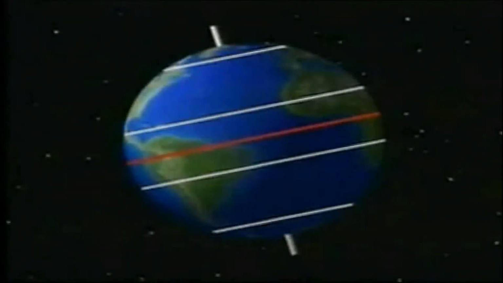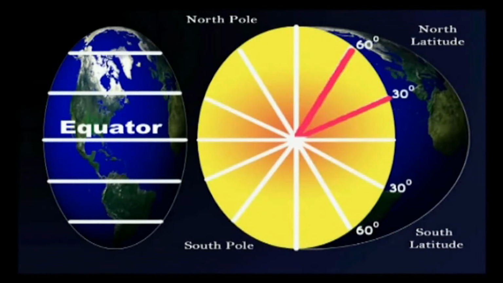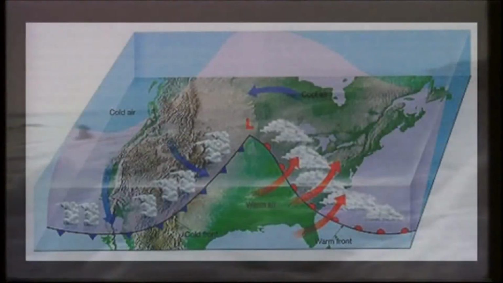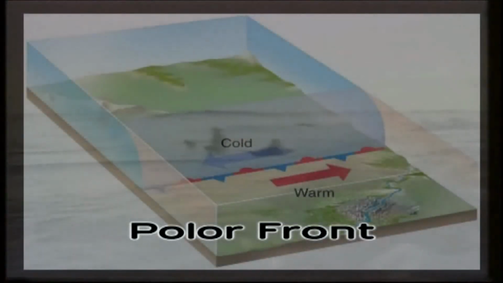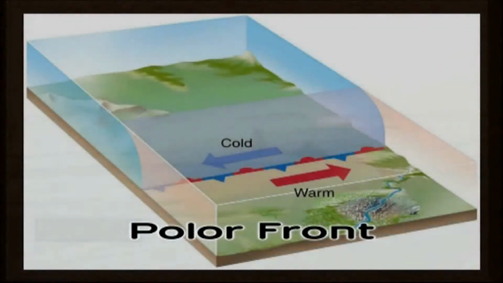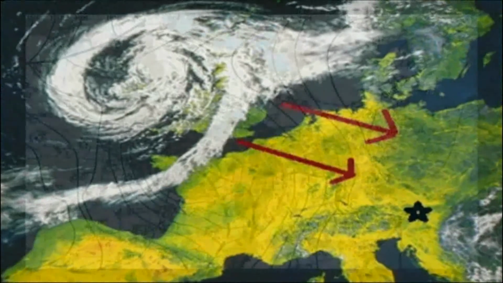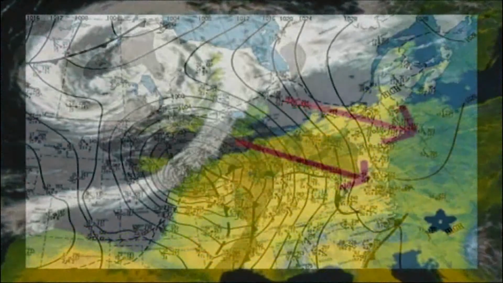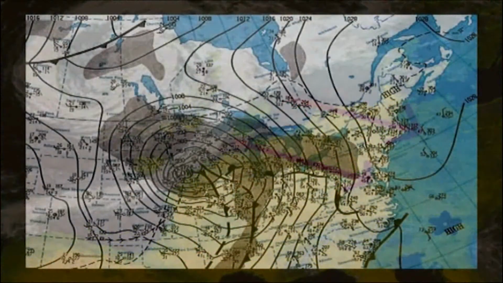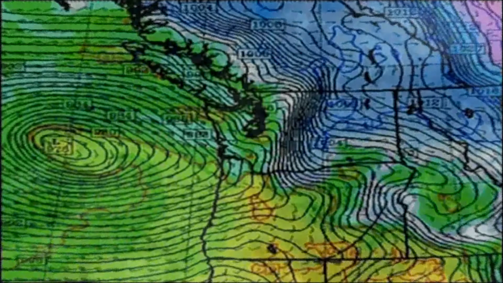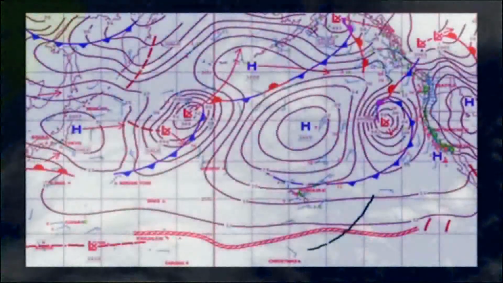Extratropical cyclones develop in regions lying between 30 degrees to 60 degrees north and south latitudes, where polar and tropical air masses meet and form what is known as the polar front. On the weather map, a cyclone is shown as a low pressure area enclosed by a number of isobars. They are circular or elliptical in shape.